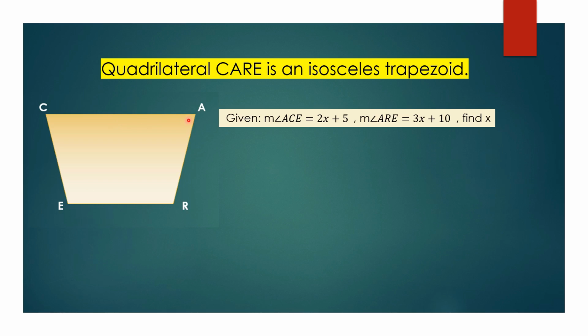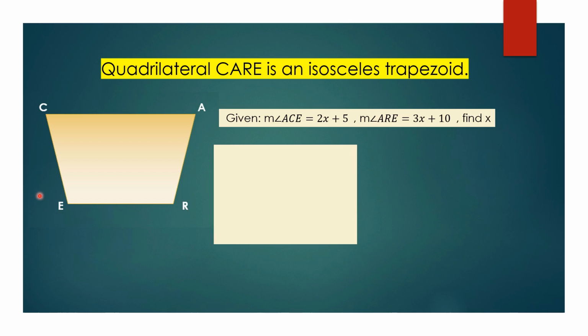Since angle ACE and angle ARE are opposite angles, then we can apply the theorem: opposite angles of an isosceles trapezoid are supplementary. So these two angles will have a sum of 180 degrees. Our equation will be 2x plus 5 plus 3x plus 10 equals 180 degrees. So by combining like terms, we have 5x plus 15 equals 180.